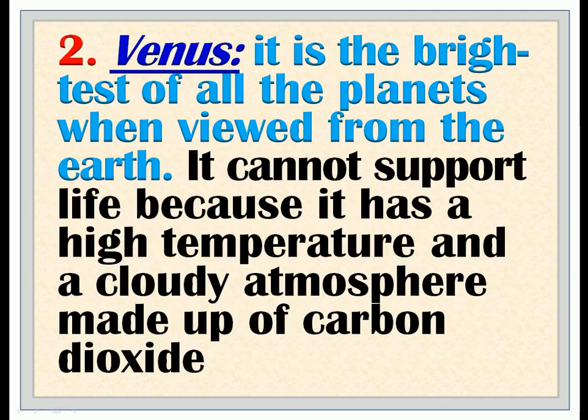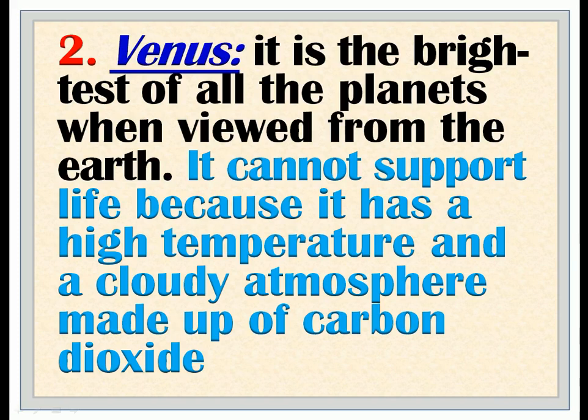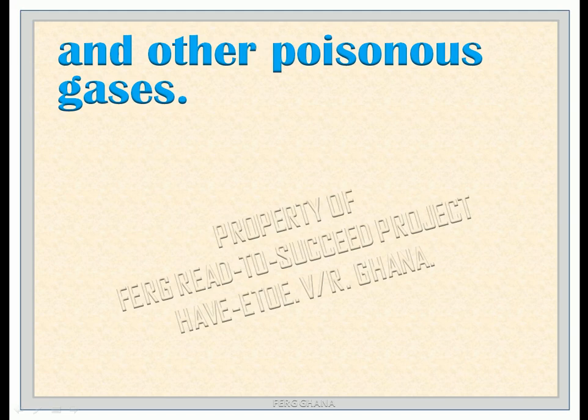2. Venus. It is the brightest of all the planets when viewed from the Earth. It cannot support life because it has a high temperature and a cloudy atmosphere, made up of carbon dioxide and other poisonous gases.